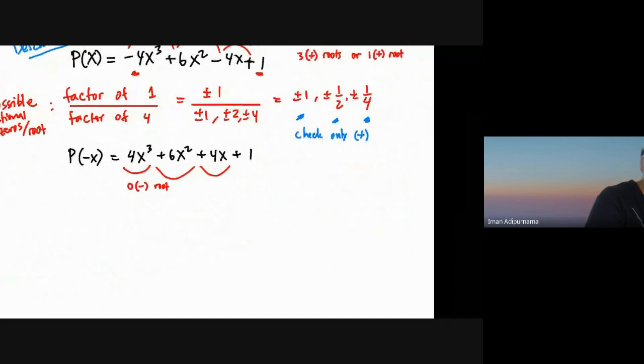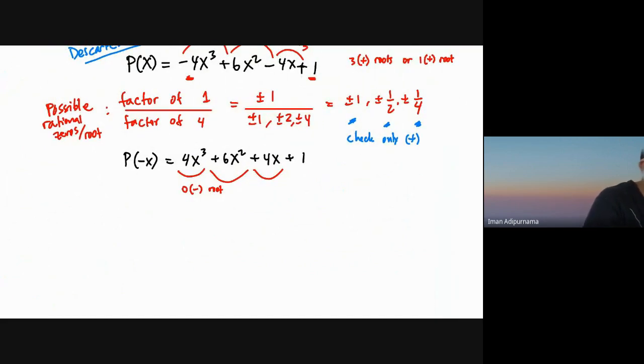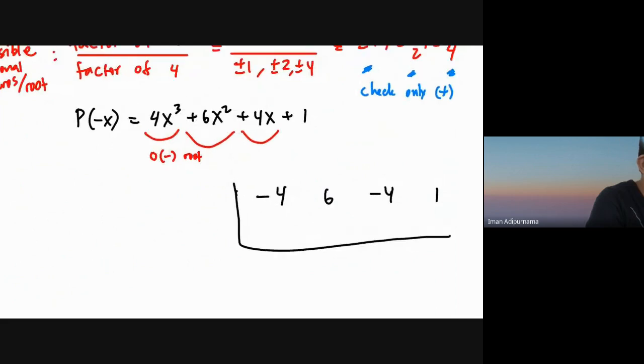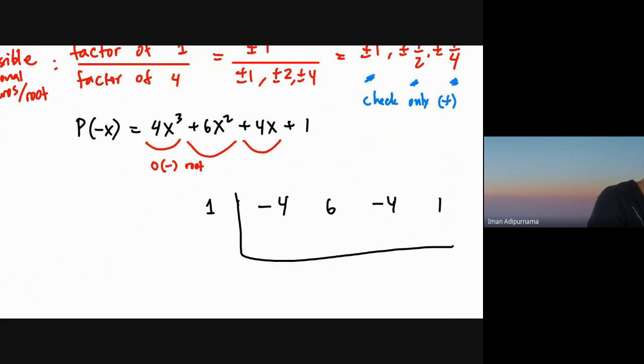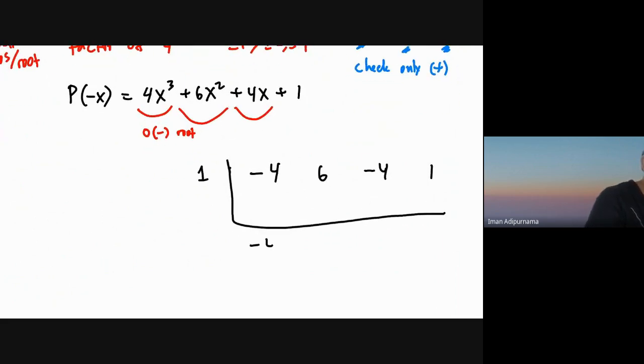And how to check? I'm not sure if you learned this before, but let me show you. Let me write -4, 6, -4, and 1. This is polynomial division or synthetic method. First, we can check 1. Okay, check 1. This is plus. So we will have a negative value at the end, not 0. So it still has a remainder. So 1 is not our solution.